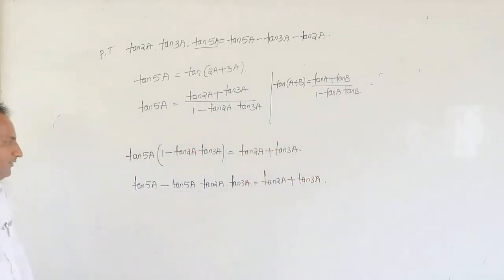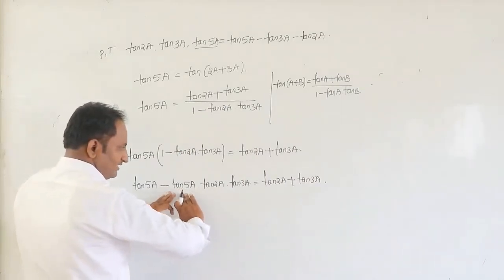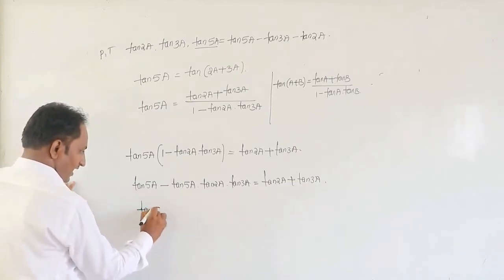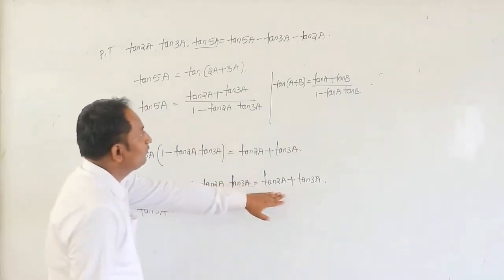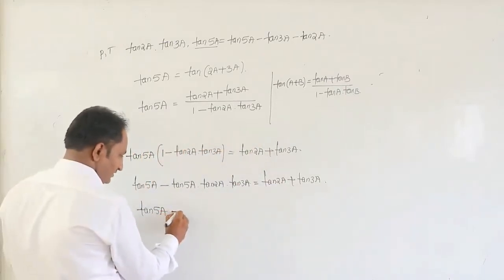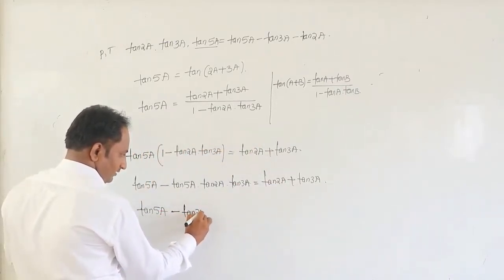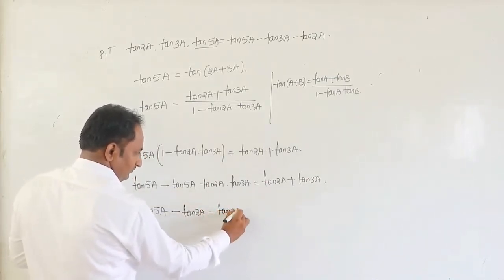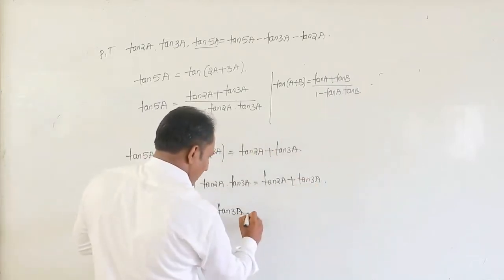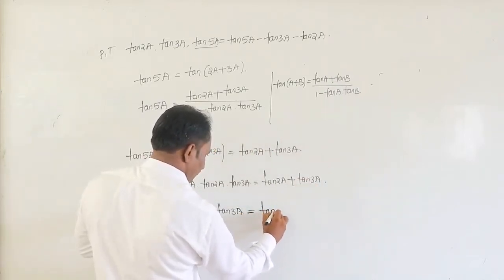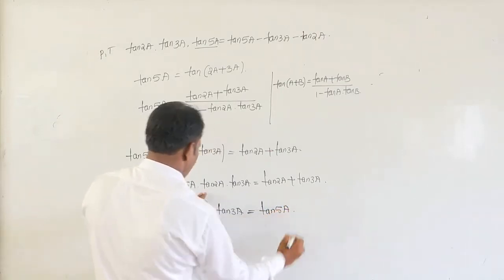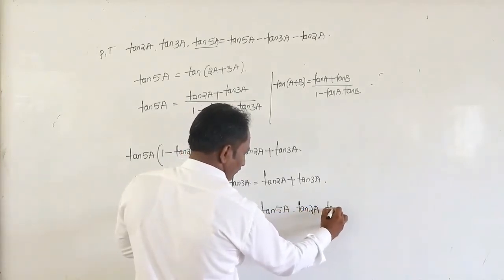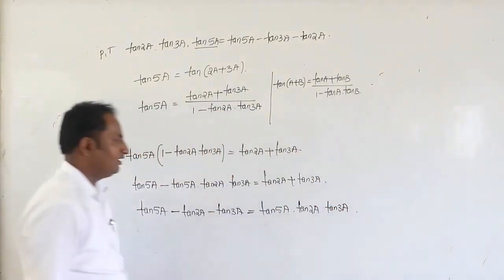Then here we shift this term to the RHS side, that is tan of 5a here. Then tan of 2a is shifted to this side, minus tan of 2a, here minus tan of 3a. The minus term goes to the RHS side, it's a plus tan of 5a into tan of 2a into tan of 3a.